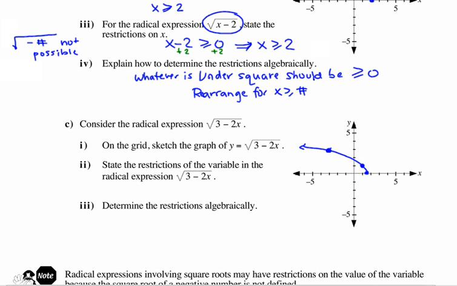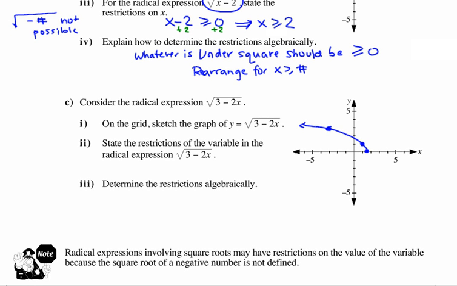Okay, so the restriction this time is to state the restrictions on the variable. When they ask for the restrictions, it's the same thing as asking for the domain. So what can x be and what can't it be? X has to be less than or equal to, because it's to the left, remember, left is less than, 1.5. Or you could also write that as x is less than or equal to 3 over 2. 3 over 2 is 1.5, just written as a fraction.